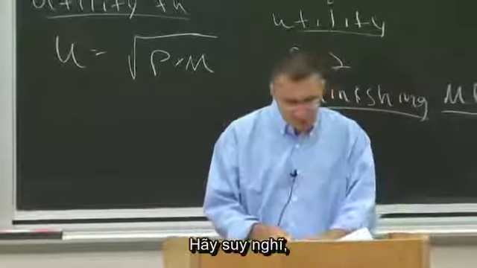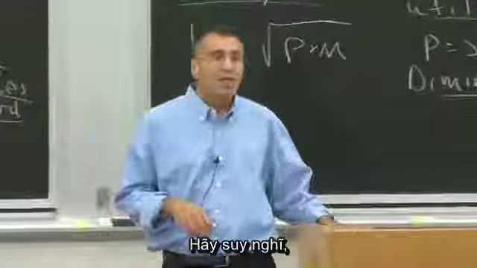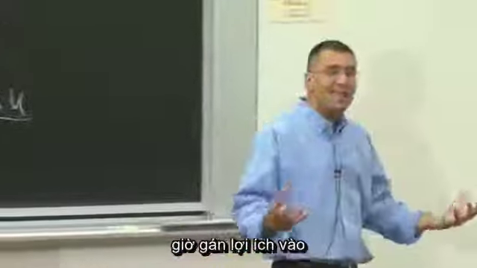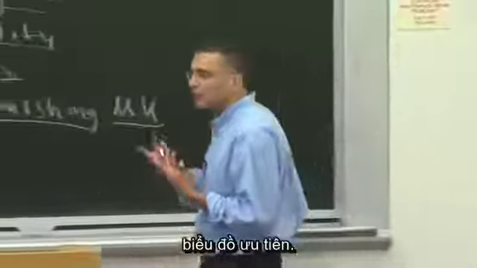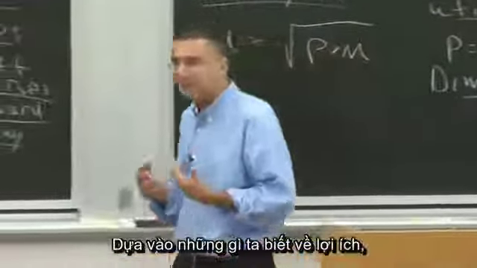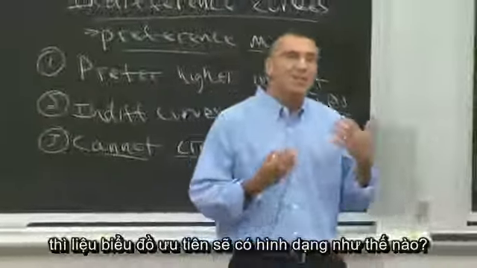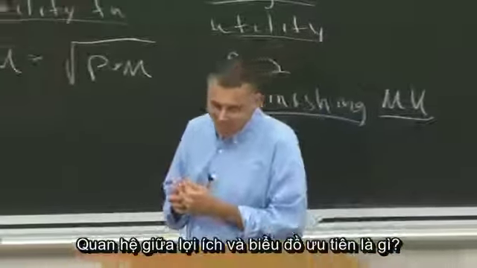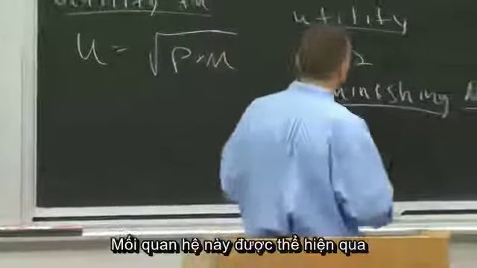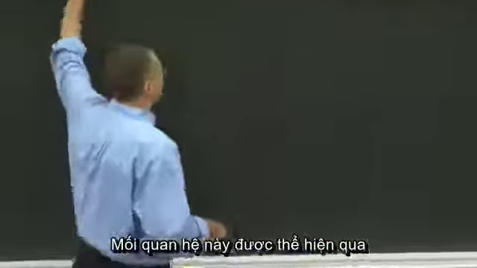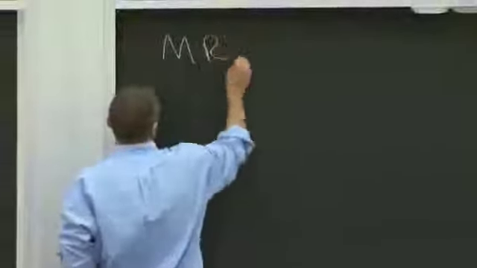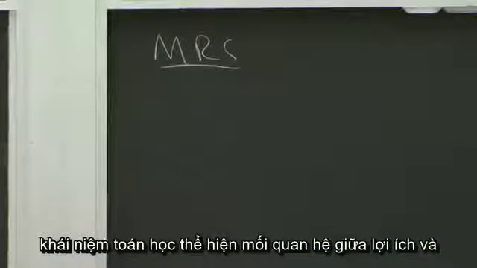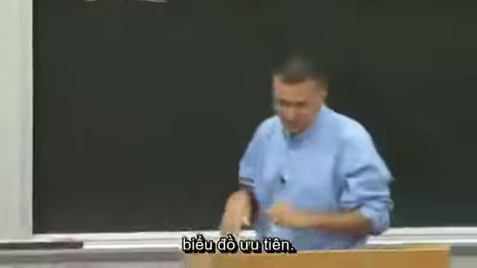Now that we have this concept of utility and marginal utility, let's bring utility back to preference maps. Let's ask, given what we know about utility, what can this teach us about the shape of preference maps? What's the linkage between utility and preference maps? And that linkage comes through something we call the marginal rate of substitution. The marginal rate of substitution is the mathematical concept that links utility with preference maps.